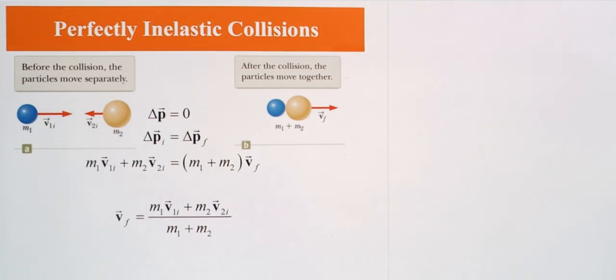Doesn't that depend on the weight of one of them? No, it does not. In a total inelastic collision, the two objects always stick to each other. That's how we define total inelastic.